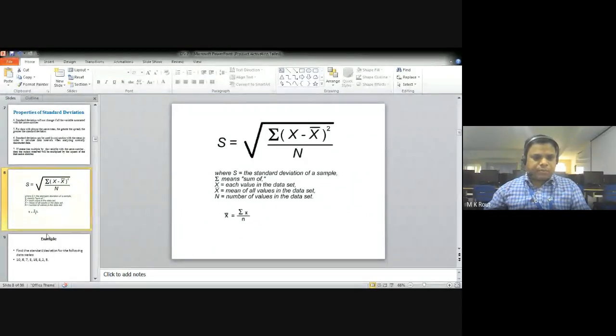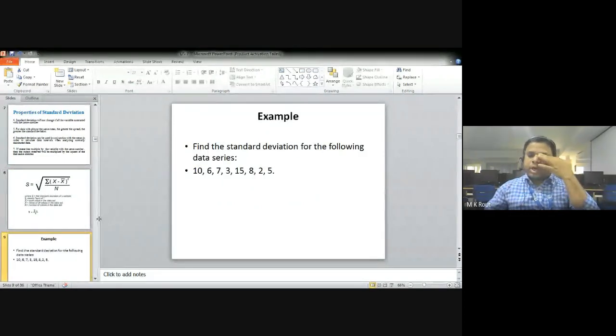Go to the next slide. Suppose we have the particular data is given. Find the standard deviation from the following data series. We have 10, 6, 7, 3, 15, 8, 2, and 5.